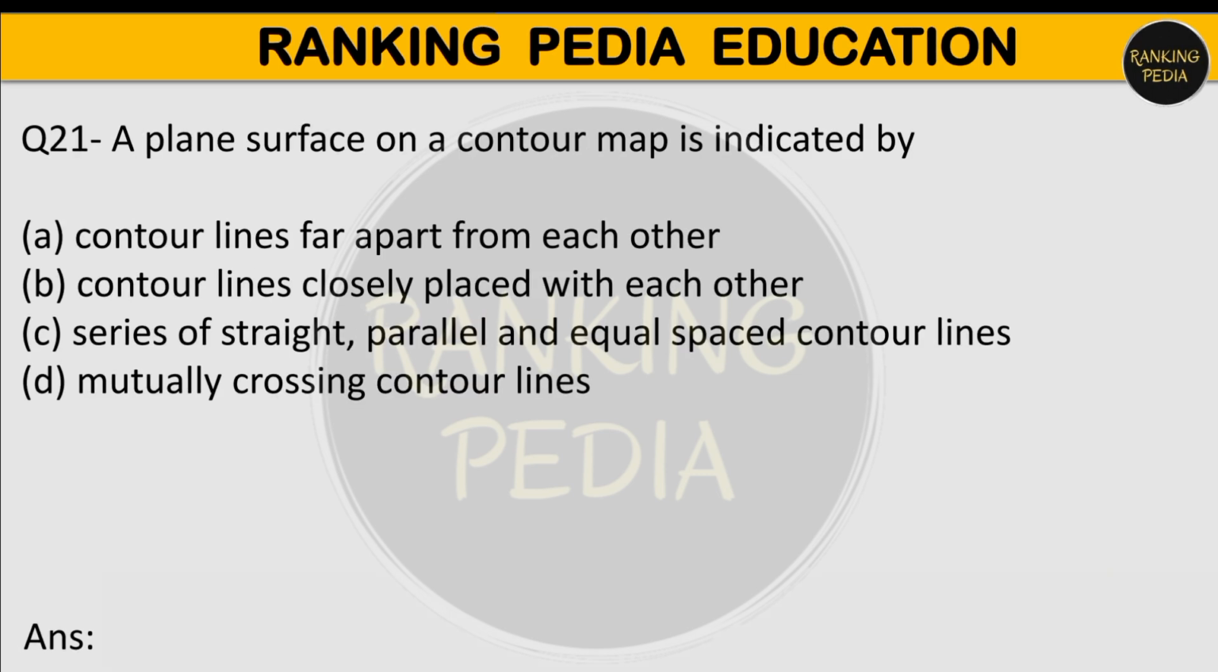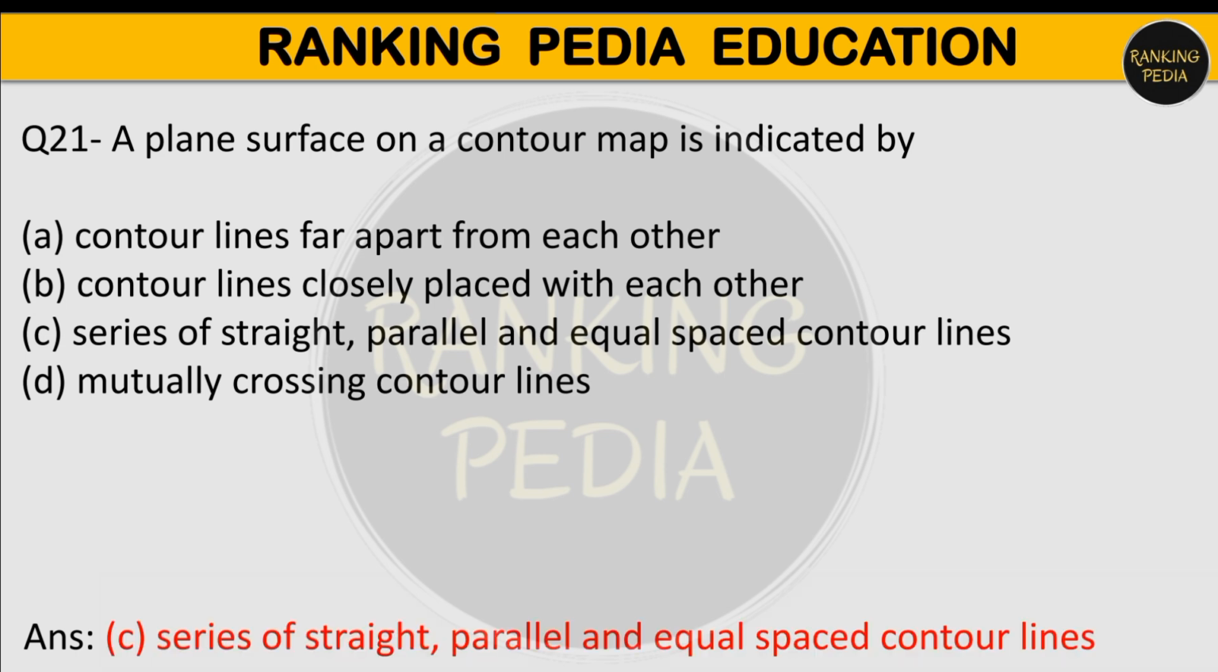Next question is, a plane surface on a contour map is indicated by. Option A is contour lines far apart from each other, B is contour lines closely placed with each other. Then next one is a series of straight, parallel, and equally spaced contour lines, or option number D, that is your mutually crossing contour lines. So a plane surface on a contour map is indicated by a series of straight, parallel, and equally spaced contour lines. Option number C is correct.